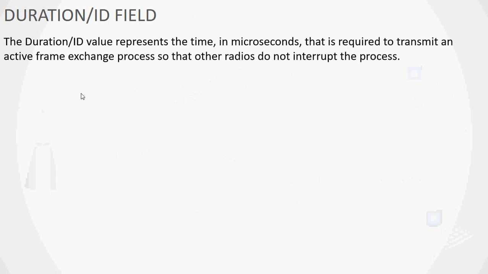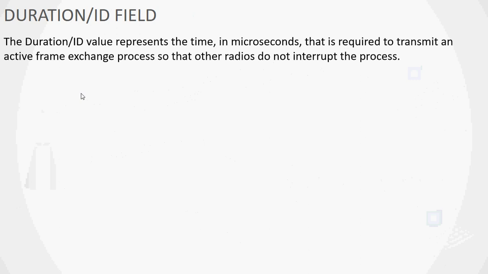The second component of DCF is the duration ID field. The duration ID value represents the time in microseconds that is required to transmit an active frame exchange process so that other radios do not interrupt the process.